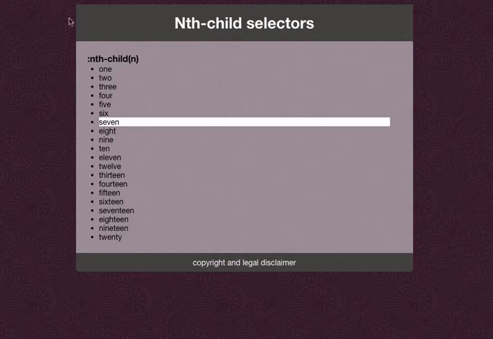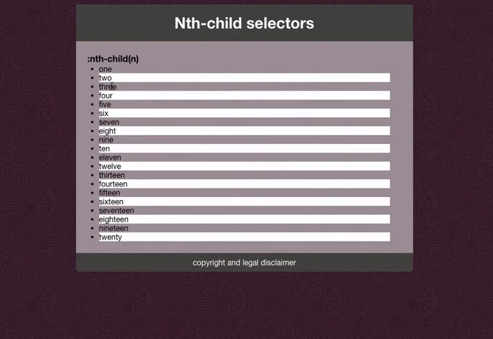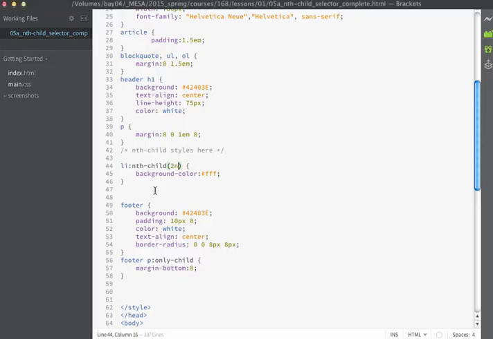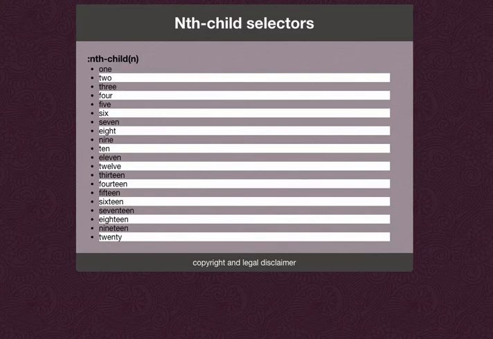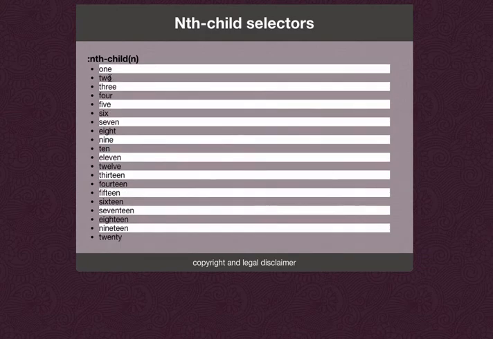When I refresh now, you can see that all of the even numbered items are now selected with this background color. In addition to using numbers like we just did, you can also pass keywords. So I could put odd in here, and if I put odd and we look in the browser, now every other list item, starting with the odd numbered list items, is selected. And you could also use even, which would give us the same results as just putting in 2n.